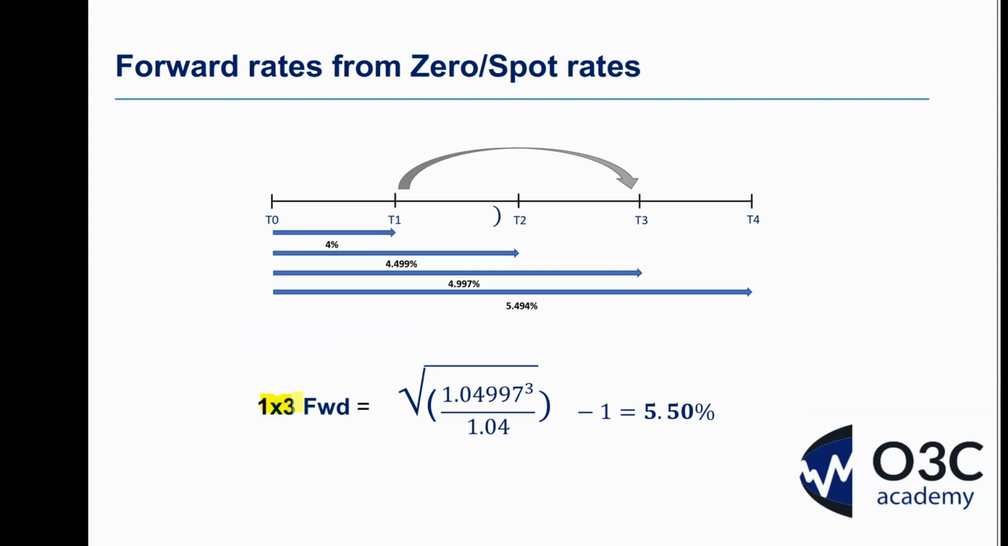So again, for simplicity's sake, what we're going to call the 1 times 3 forward, that's a 2 year situation that begins in 1 year's time. So that's what we're going to call the 1 times 3 forward. And you can see what we're doing here nicely. We're going to take that 3 year rate, and of course, cube it, and we're going to divide it by the 1 year rate. And that gives us, for this 1 times 3 forward period, a rate of 5.5%. Okay, so nice and easy in that way.